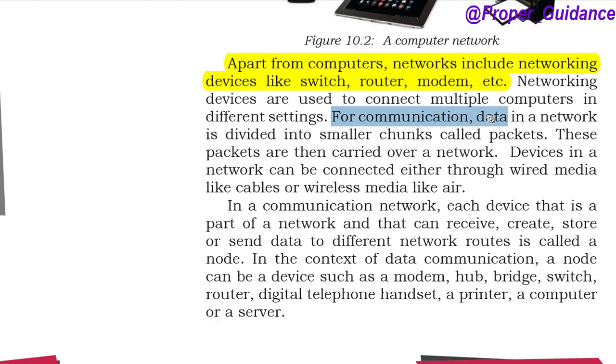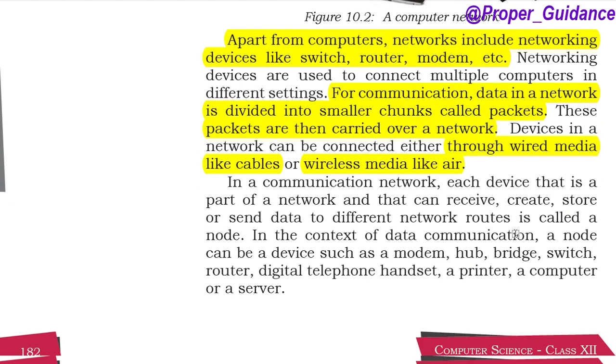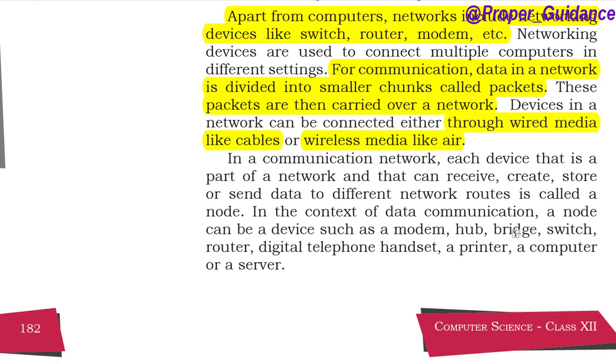For communication, data in a network is divided into smaller chunks called packets. These packets are then carried over a network. Devices in a network can be connected either through wired media like cables or wireless media like air. Okay, so there are two types of connection. One is wired connection and another is wireless media like air.